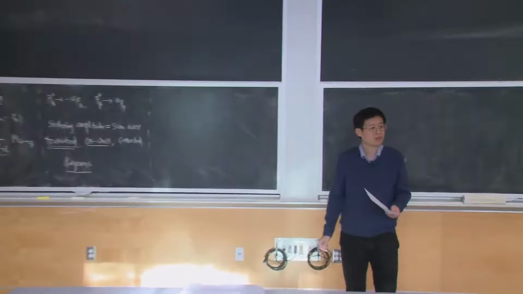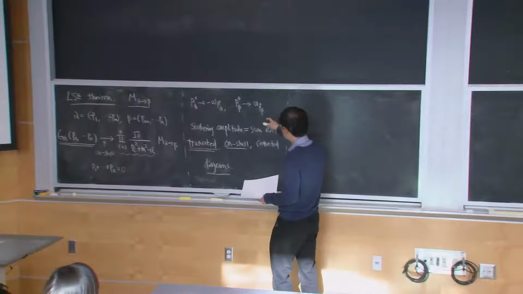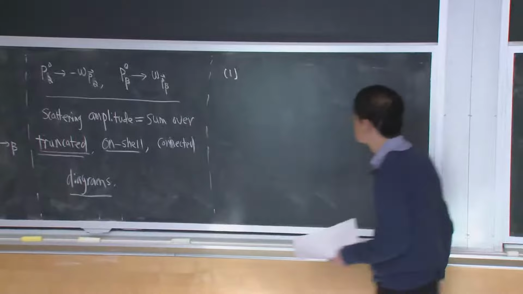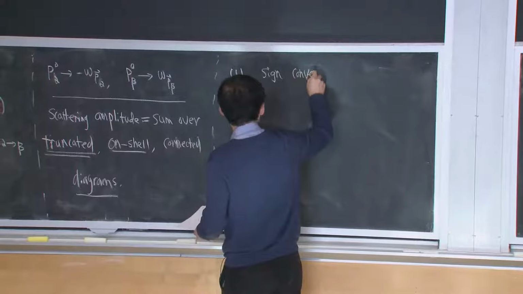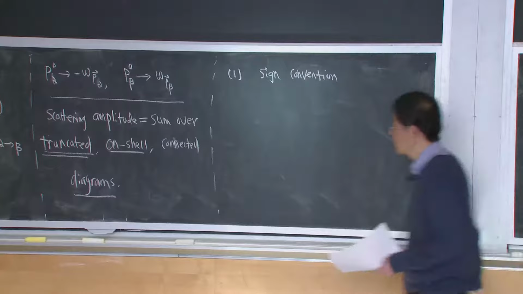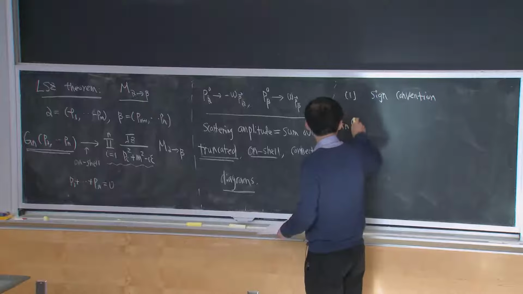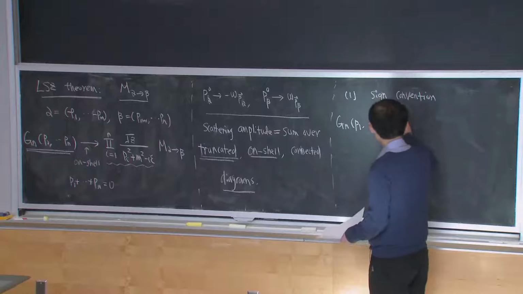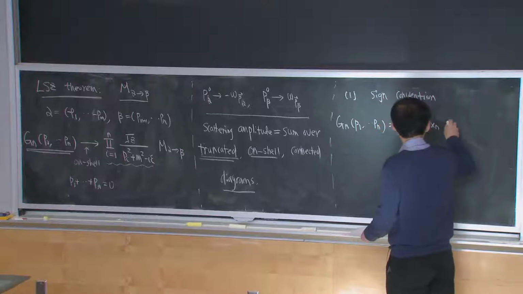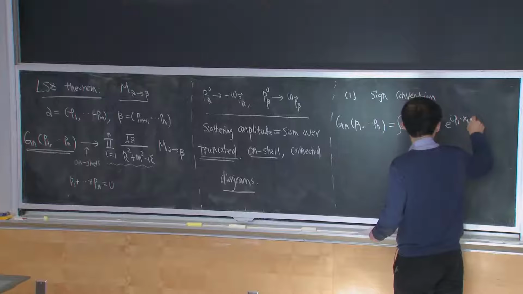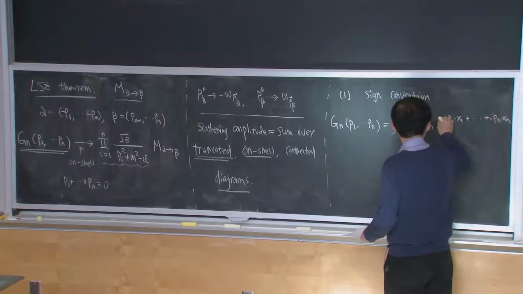Okay. So now I will explain two things. The first thing is this sign convention. So remember this G_n. Let's go back to the definition of this G_n, this momentum space correlation function. This is obtained by doing a Fourier transform.